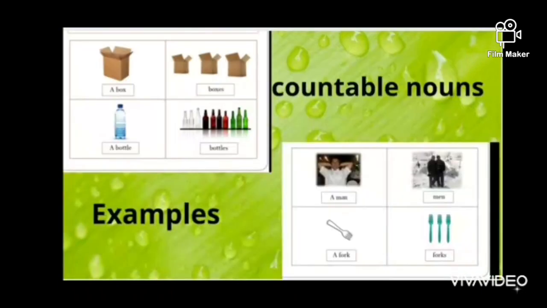Here are some examples for countable nouns. A box, boxes. A bottle, bottles. A man, men. A fork, forks. So, these nouns can be counted, and so we call them countable nouns.